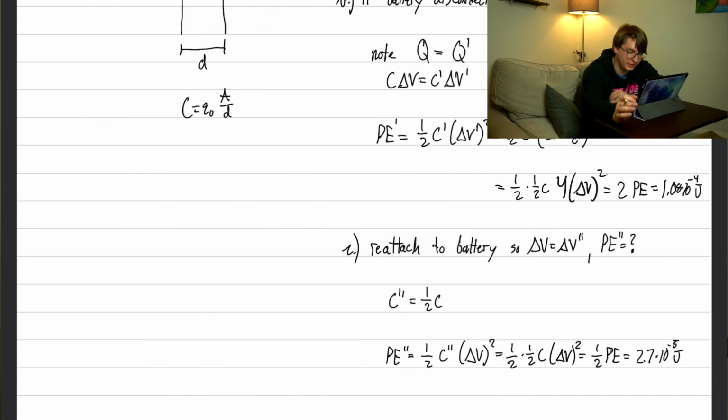Okay, so now imagine we attached it to the battery. So now the voltage is what it originally was. So what happens now to potential energy? So the capacitance is still halved because we've increased the distance, but now the voltage is the same. What happens? Well, the only thing that changes here is this C double prime. We just get the 1/2 C. Voltage doesn't get doubled. So overall, we get 1/2 the potential energy.